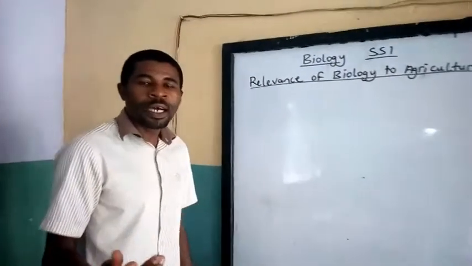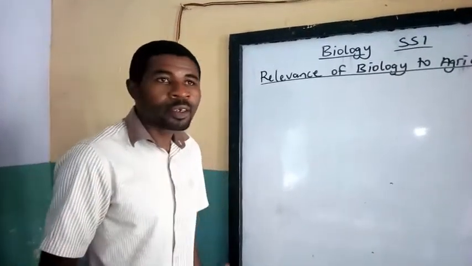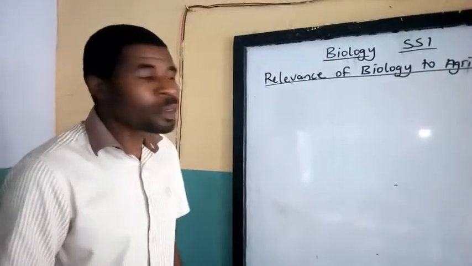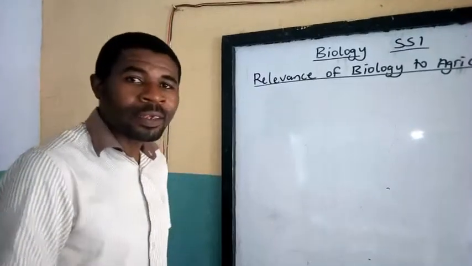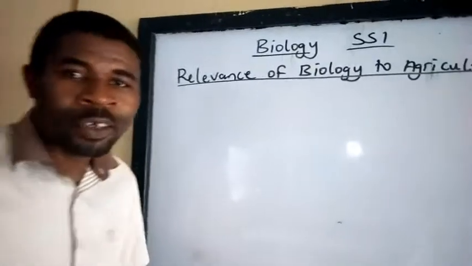Today we want to look at the relevance of biology to agriculture. We all know from our elementary agriculture that agriculture is simply a process where crops are grown and animals are raised for man's consumption, while biology, on the other hand, is the study of plants and animals. Now, how relevant is biology to agriculture?